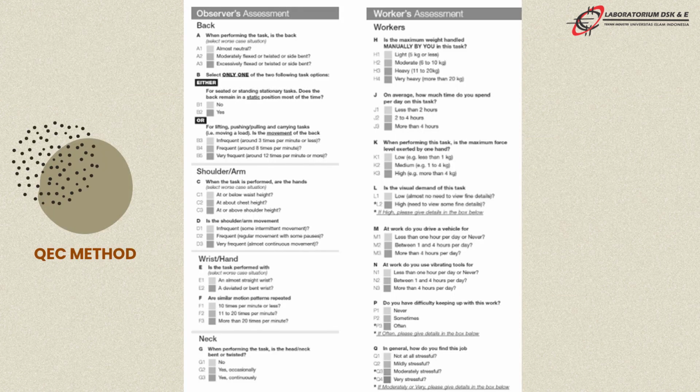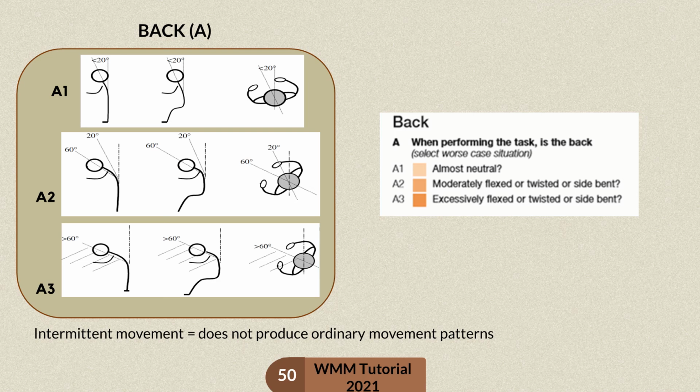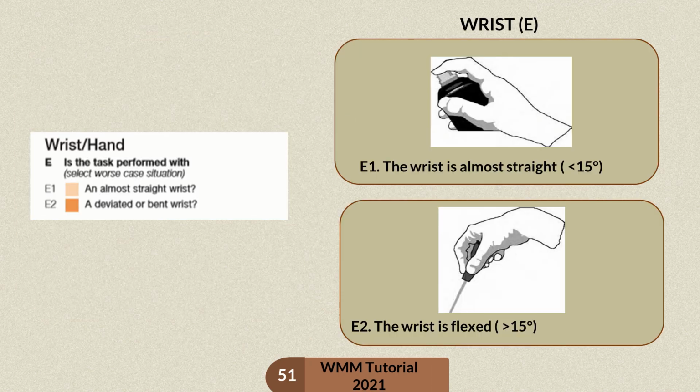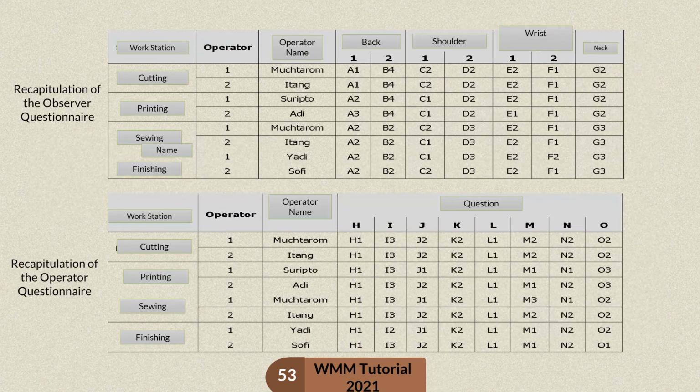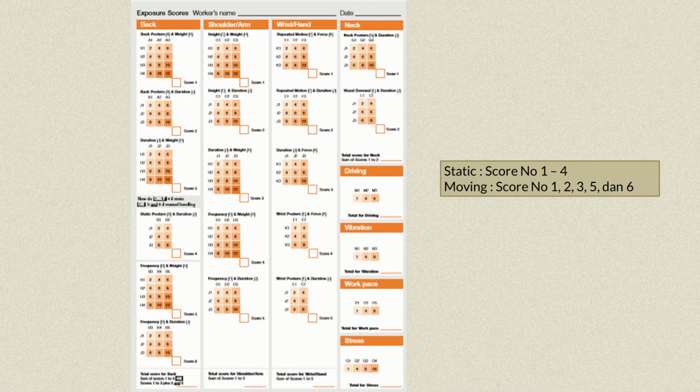Next is an example of an assessment sheet on the KC method, where there are several body segments to be assessed and other questions. The body segment that is assessed in KC is first the back, the second is the wrist. Then, after getting the results of the interview, it will be entered in the recapitulation table as in the slide. After creating a recapitulation table, the score of the activity will be determined.